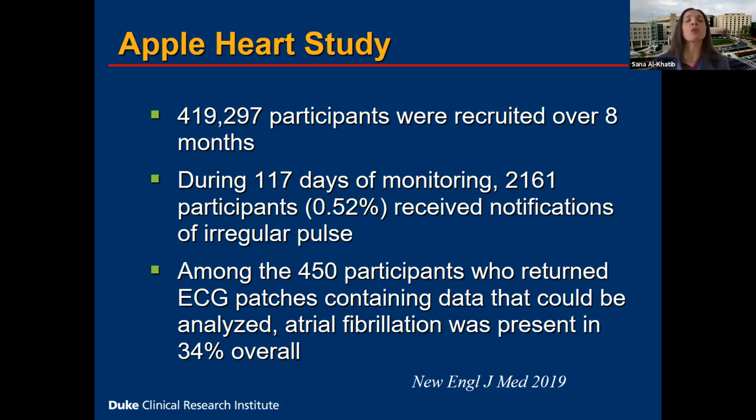Very briefly, the Apple Heart Study was published in the New England Journal of Medicine in 2019, so just last year. They took these participants, they wore the Apple Watch, and people who had some notification of an irregular pulse, they sent them a patch that they could wear just to confirm that these patients were indeed having abnormal rhythms. The 450 participants who returned those ECG patches, prescribed by the physicians who were part of the trial, sent them in and they analyzed those data, and they found that AFib was present in 34% of these people. This is really just to make you aware that there is a lot of work being done in this space to show us data to validate the role of these wearables going forward.